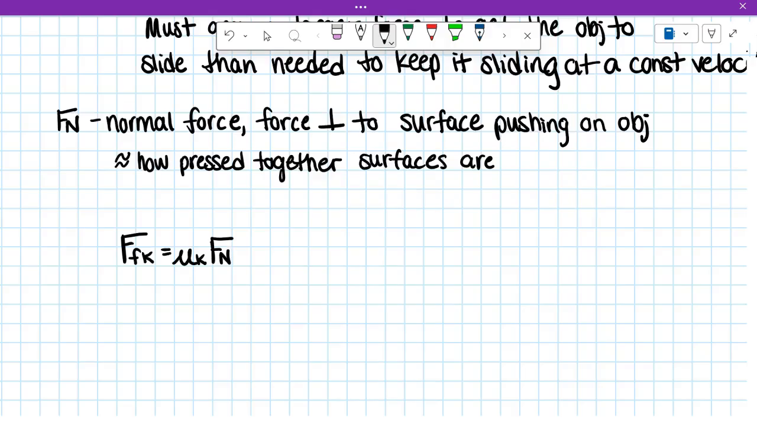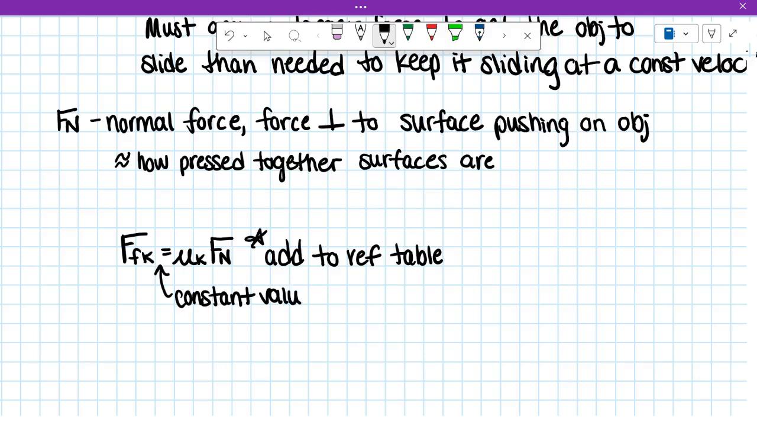Now make sure that at the end of the notes you add this to your reference table. Not only the equation, but what the units or what the variables mean. You should have normal force there, so you'll just have to add one for F_K and mu K. So again, this equal sign tells us that we are a constant value. So as long as the normal force or the coefficient don't change, the force of kinetic friction is not going to change.